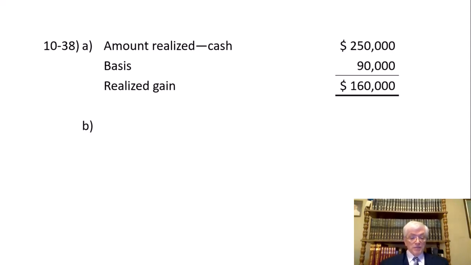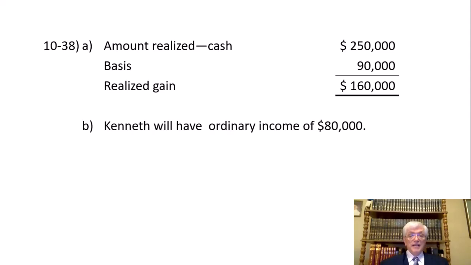Letter B, if the partnership does not make an optional adjustment to basis election, what are the type and amount of income that Kenneth must report in the next year when the receivables are collected? He will have ordinary income of $80,000 when those receivables are converted to cash.